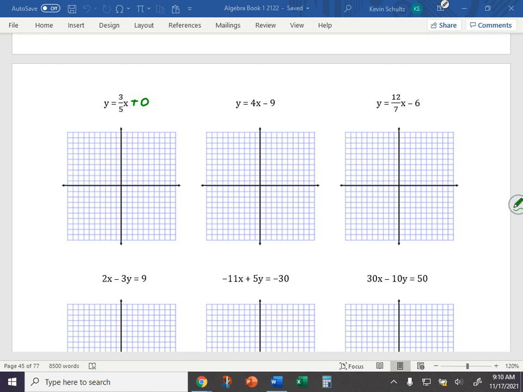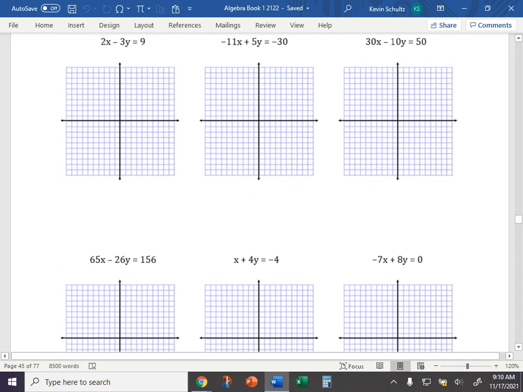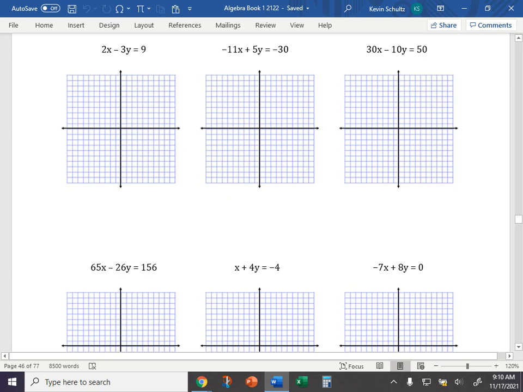Starting at 0, 0. Then the last 6 here have to do with, they're written in standard form. So this goes back to last objective, where first you need to write it into Slope-Intercept form, convert, and then graph it. So for the last 6, you do need to do step 1, which is convert to Slope-Intercept form first.